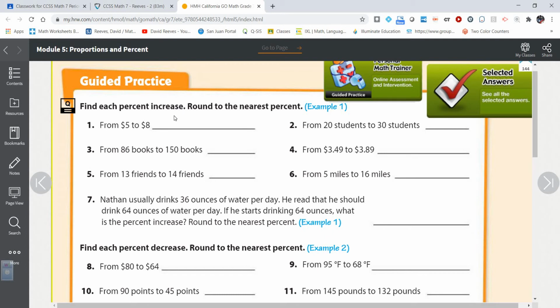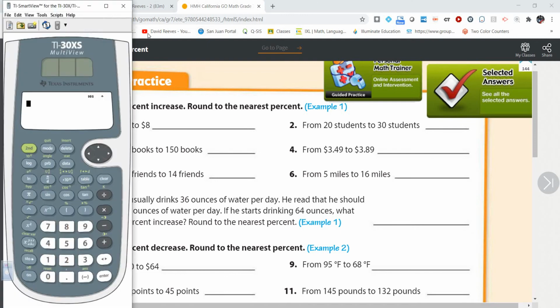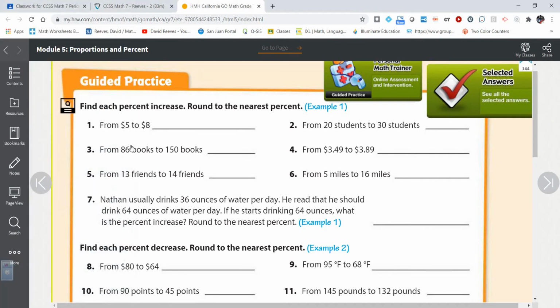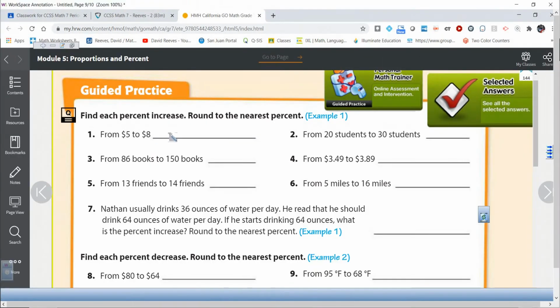So it starts off by saying find each percent of increase, round to the nearest percent. I do want to remind you, as I did in my previous videos, that using a calculator will be super helpful and is highly recommended for this assignment. Remember, if you have an increase, the price is going up.